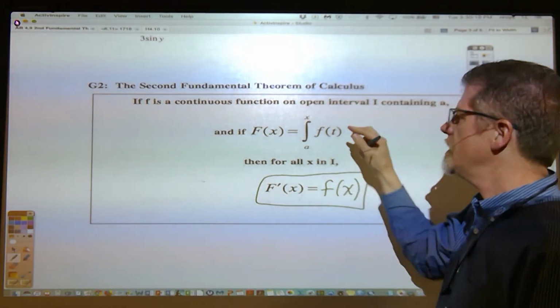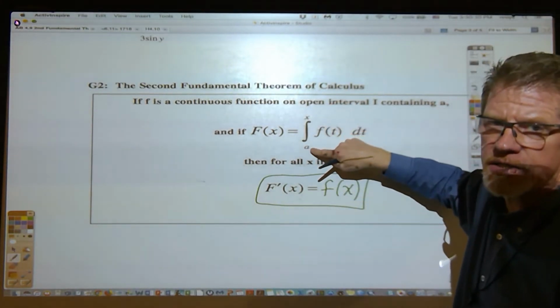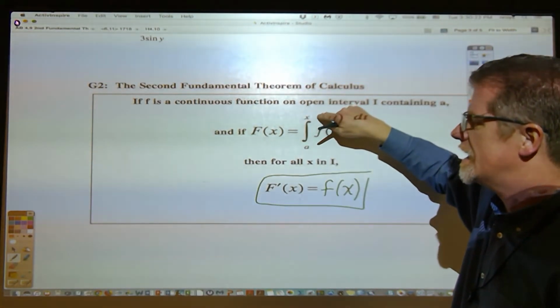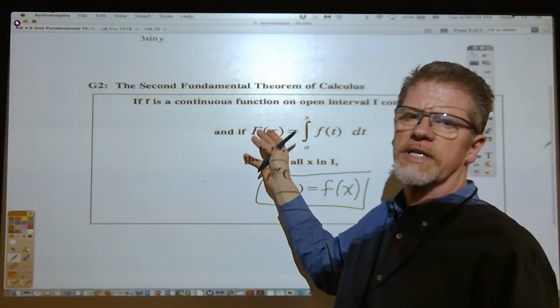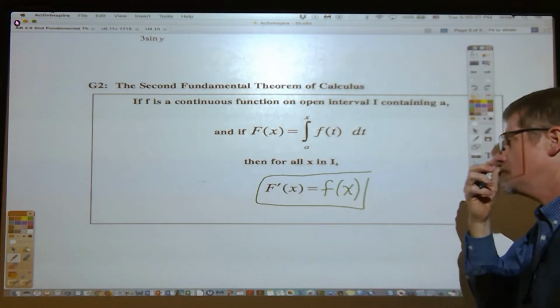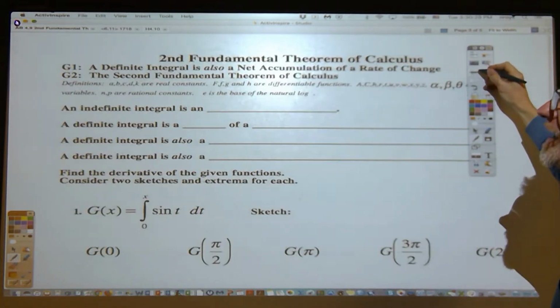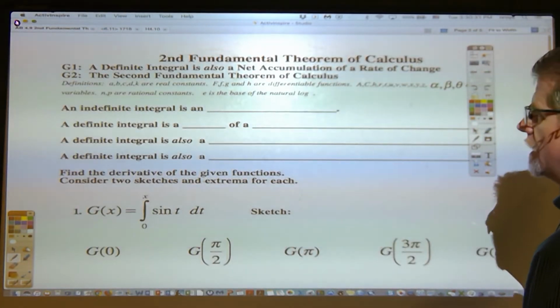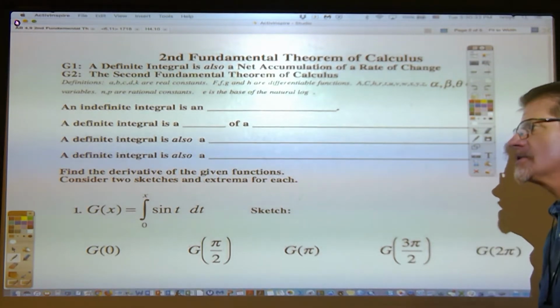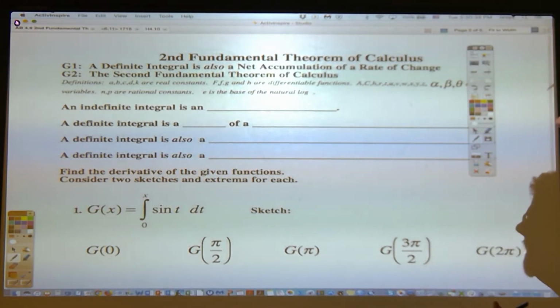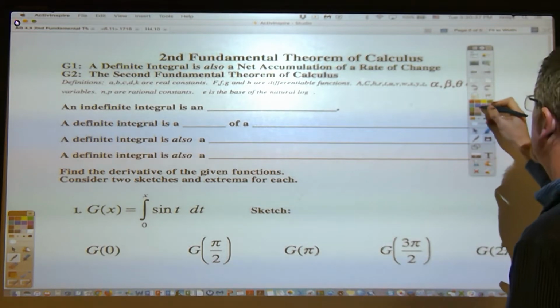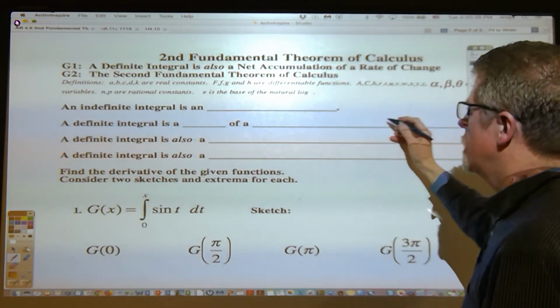That's true only when you happen to have a constant as your lower limit of integration and x as your upper limit. These can actually get a lot more complicated. So let's take a look at page 2 of the handout. Now, up top, just a verbal review, an indefinite integral is an antiderivative.